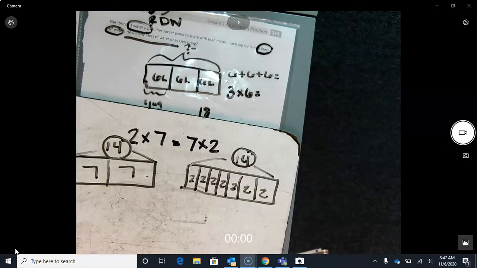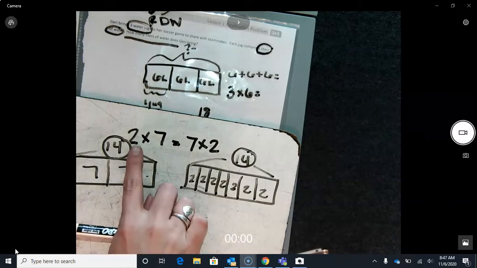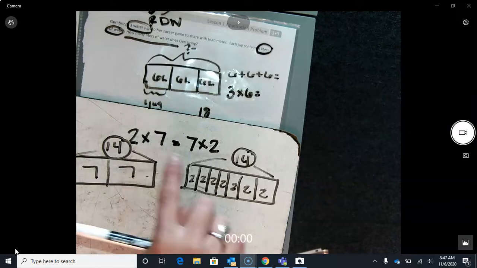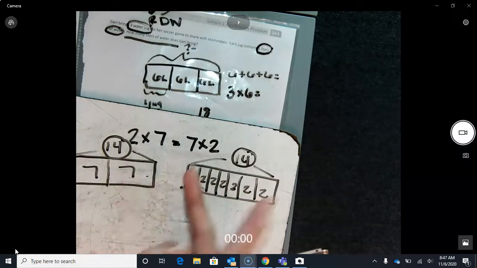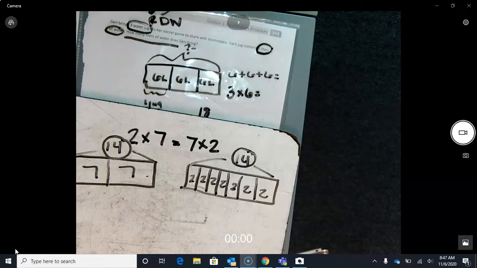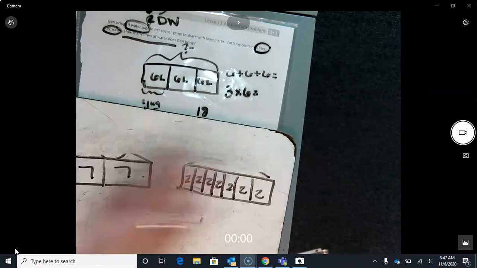This shows us that with the commutative property, we can use our knowledge of our 2's facts in order to solve our 7's facts, like 7 times 2. Even though I didn't know it, I did know 2 times 7. And since we know the products are the same, even though they're flipped, we can use those facts we know to solve for facts we don't know yet. Let's take a look at another one.